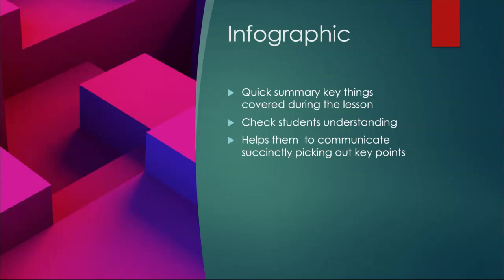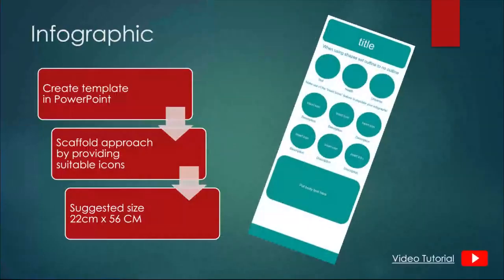So it's nice to be able to help them to start to pick out what are the key pertinent points and not include all of the waffle. So what do I do? Well, I like to create a template in PowerPoint. So I go into PowerPoint and change the canvas size, so it's the long, thin template. And with that size-wise, I tend to do 22 centimeters by 56 centimeters. And then what I do is I add some shapes, as you see there, and some text boxes.